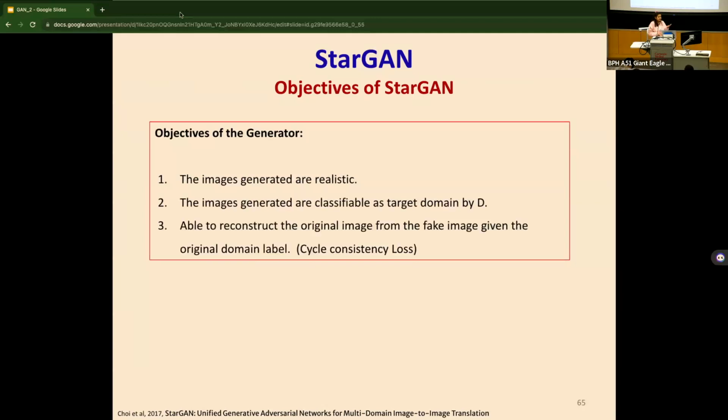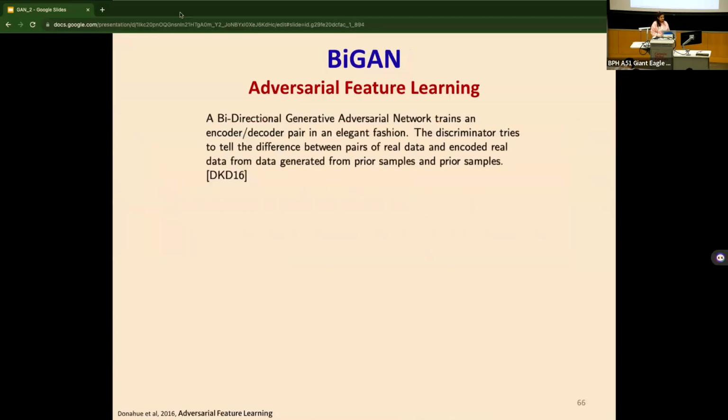And this is still a generalization of the CycleGAN. So we are still using the cycle consistency loss, so we should ensure that the output is similar to the original input that we gave.